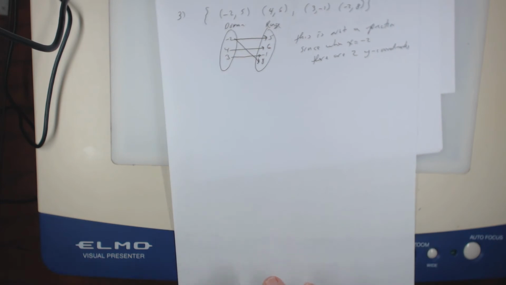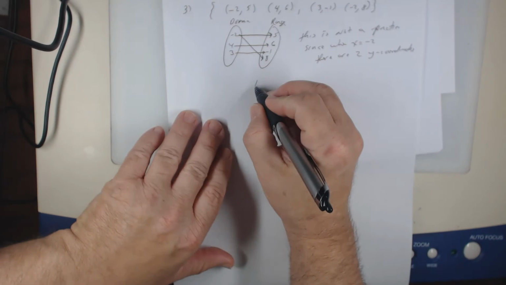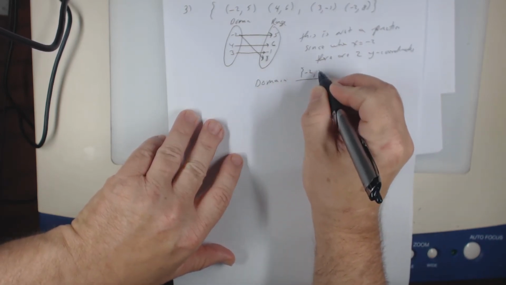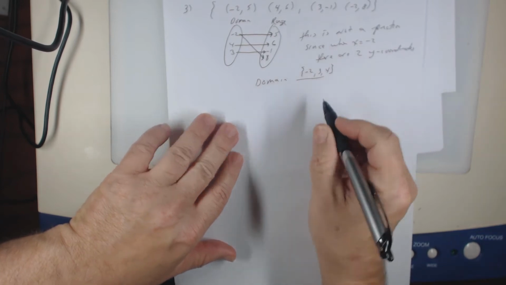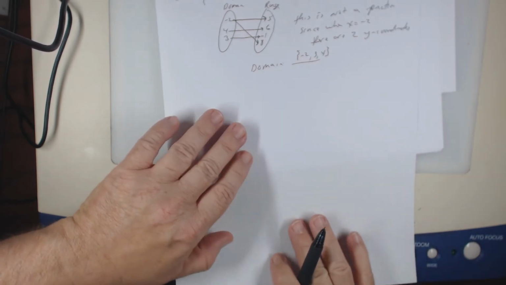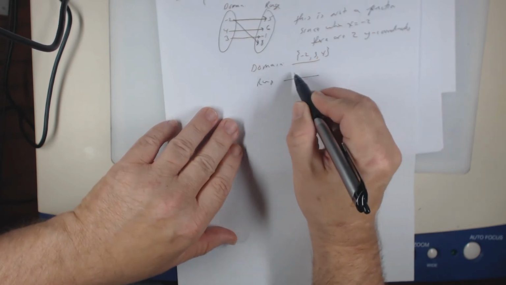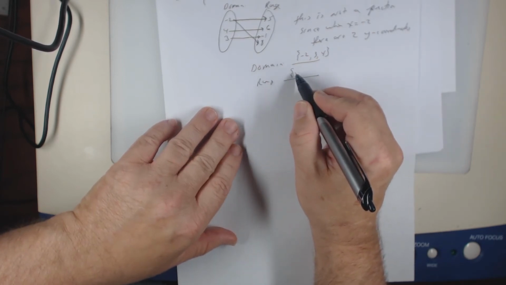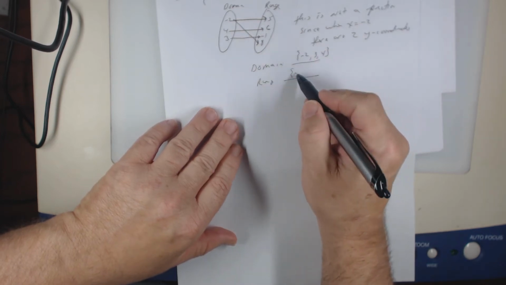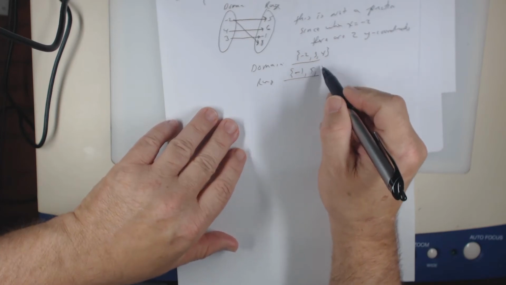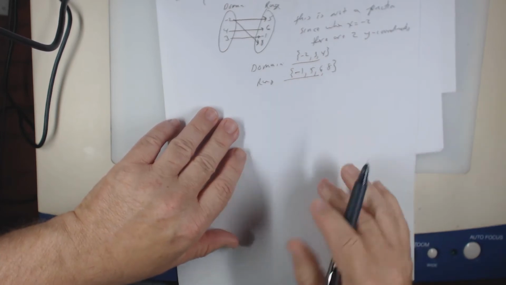Okay. All right. Now, what's the domain, though? Domain of this relation. All right. Make sure you write a brace. Note parenthesis. Put that in parentheses. Use brace notation. Set notation. And the range will be not 2, 8. Wait. Yeah, -1, 5, 6, 8. Okay.